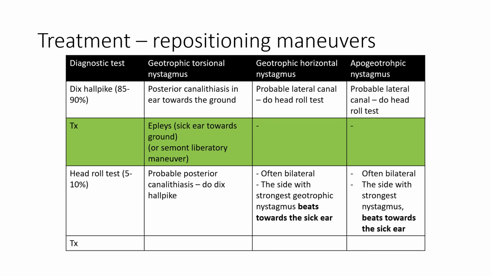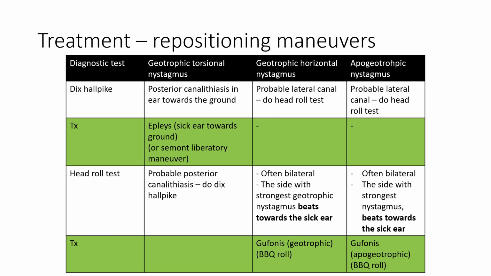Okay, so how do we treat these? If you have a positive Hallpike, then you treat for that. When you see a classic geotropic torsional nystagmus, then you'll do the EPLEs maneuver, starting with the affected side. There's also something called the Semont liberatory maneuver, or the Semont maneuver. I have never used this, but just so you know, this can also be used for this.